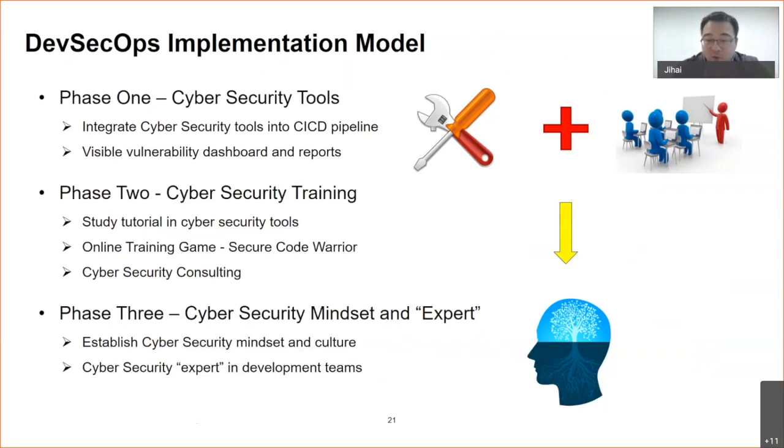By doing these two stages, finally, as the third stage, we try to produce some cybersecurity experts in the teams. They are not real cybersecurity experts. They work as developers or testers, but they have enough knowledge about cybersecurity. So when the tools find the vulnerabilities, these cybersecurity experts should be able to fix the problem in the team.